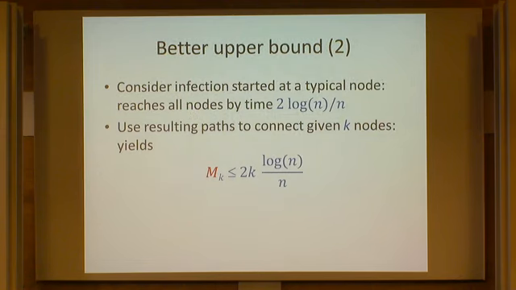You could say, you're given k nodes, pick some other node uniformly at random, and start spreading the infection from there. You know that started from a typical node, the infection is going to reach everybody in 2 log n over n time. So find the paths along which the infection traveled to your k nodes and take the union of those paths. That gives you k times 2 log n over n, which is almost there. So it's not quite 2k minus 1. So it took us some hard work to get that little bit extra.